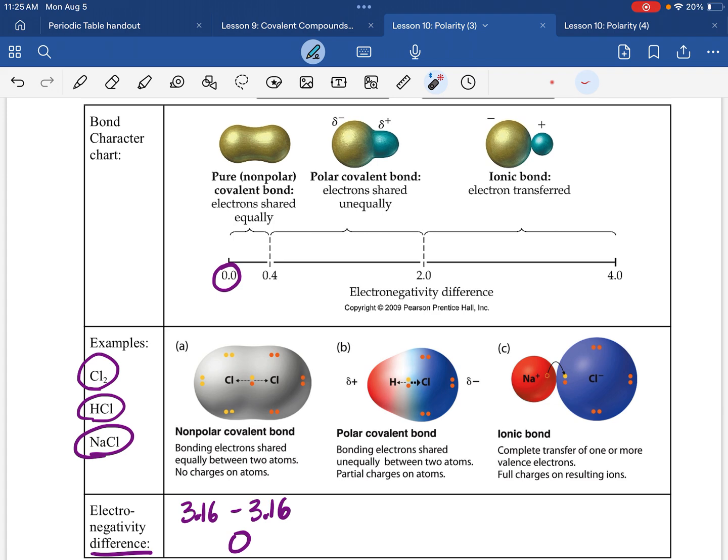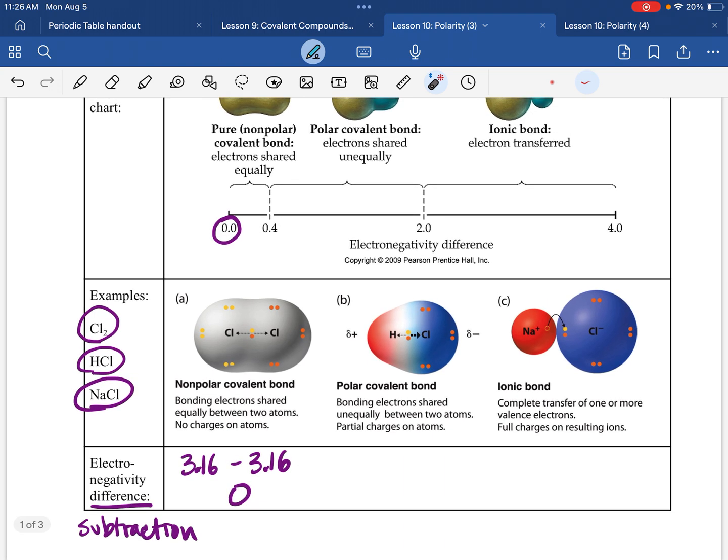When two elements have the exact same electronegativity, that means they share the electrons equally. So this electron cloud we see here is evenly distributed. These electrons all hang around the two chlorine nuclei equally. And here's another picture of the electron cloud. You see it's distributed equally. It's symmetrical. Electrons are shared equally.